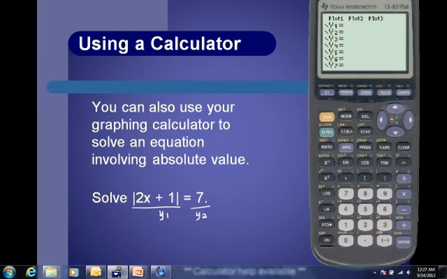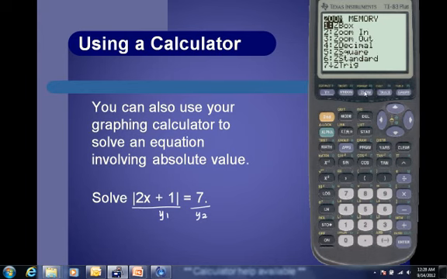So for y1, we're going to let it be the absolute value. So we are going to do math. We're going to slide to the right one place to where it says number, and then absolute value is number 1. So the absolute value of 2x plus 1, close that parenthesis. Then we're going to arrow down to y2, and y2 is going to be 7.